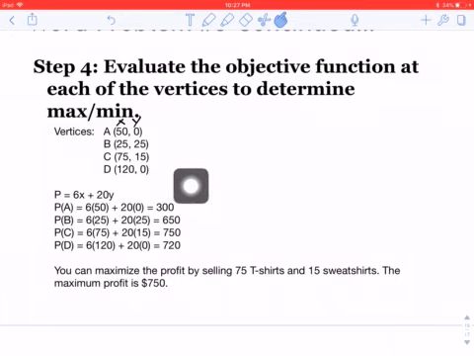So the first point A would give us $300, point B $650, point C $750, and point D is $720. You're looking for the one that's the most, and it ends up being at point C. This was our answer. So you can say you can maximize the profit by selling 75 t-shirts because that was X, and 15 sweatshirts because that was Y. The maximum profit is $750.